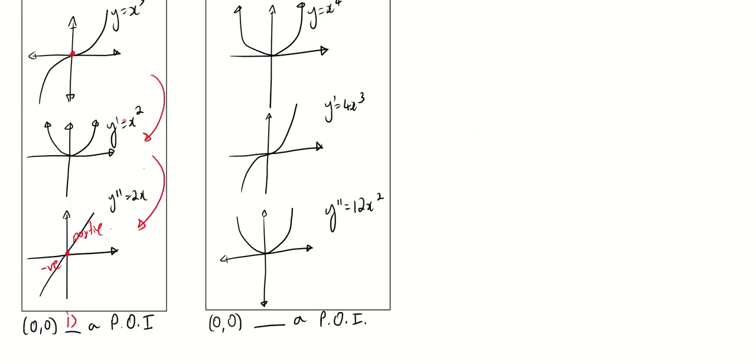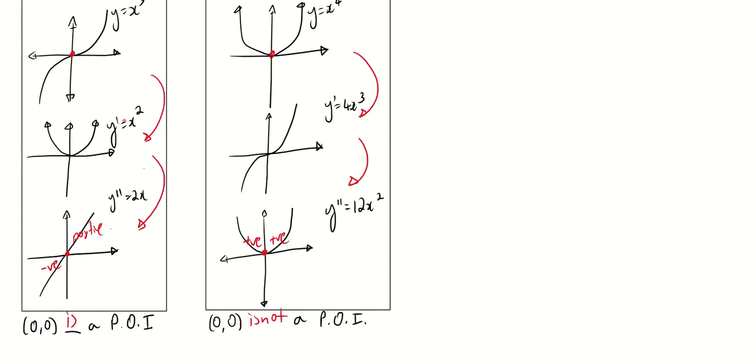Whereas on the graph of y equals x to the power 4, we can differentiate it twice. Here's my point here, the second derivative is 0, but on both sides of it, the concavity is positive. So the concavity hasn't actually changed sign. It's still the same sign. It's positive both sides of that point. So this one is not a point of inflection.